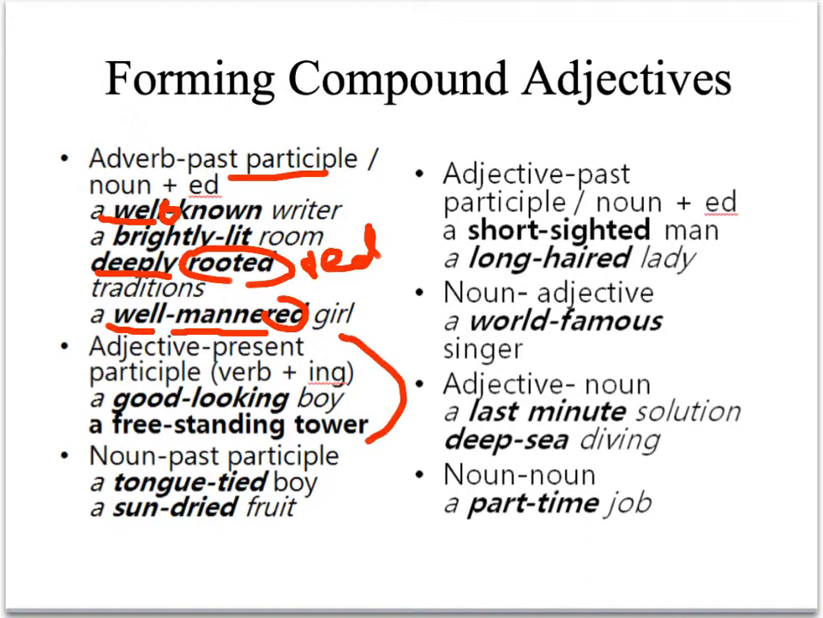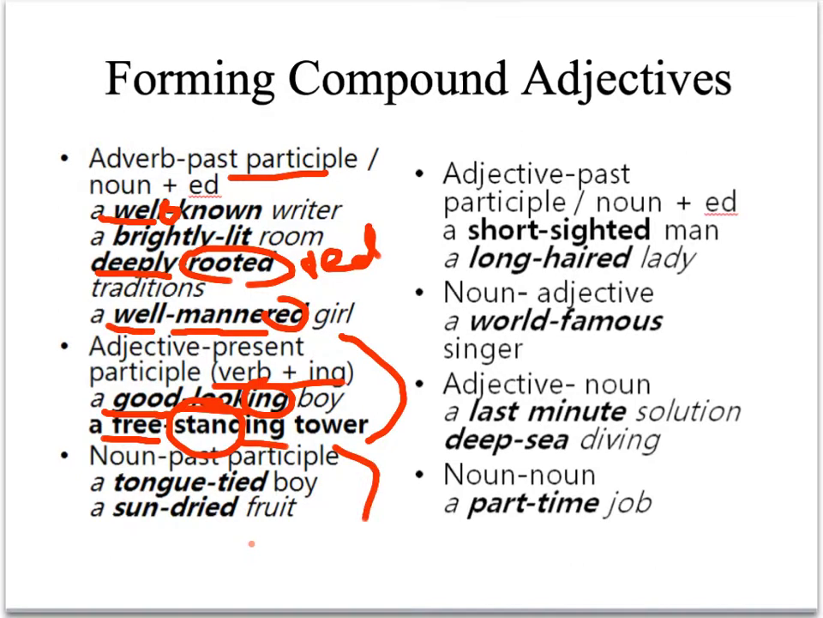Another type of compound adjective you have is an adjective and a present participle. A present participle is a verb plus ing. For example, a good-looking boy. Good is an adjective, good-looking. Looking is the verb look plus ing, a good-looking boy. You also have a free-standing tower. Free is an adjective, stand is a verb plus ing, and you've got a compound adjective.